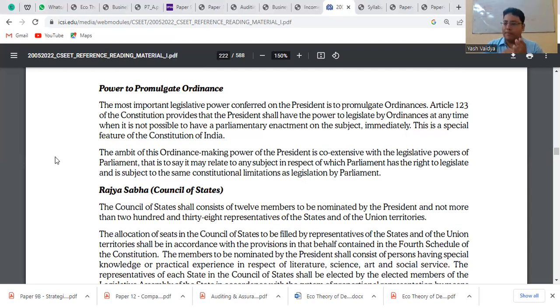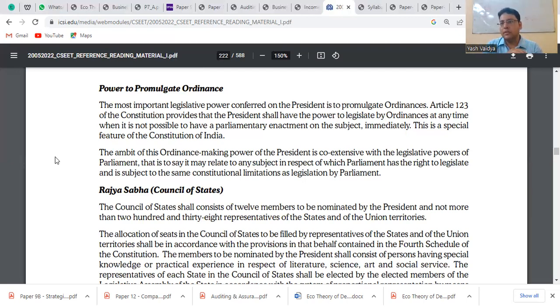So once the President has proclaimed the ordinance, within a year the government has to table the bill in the Parliament, and it needs to be passed by the Parliament. That needs to be ratified by the Parliament. Otherwise, that ordinance will become null and void.